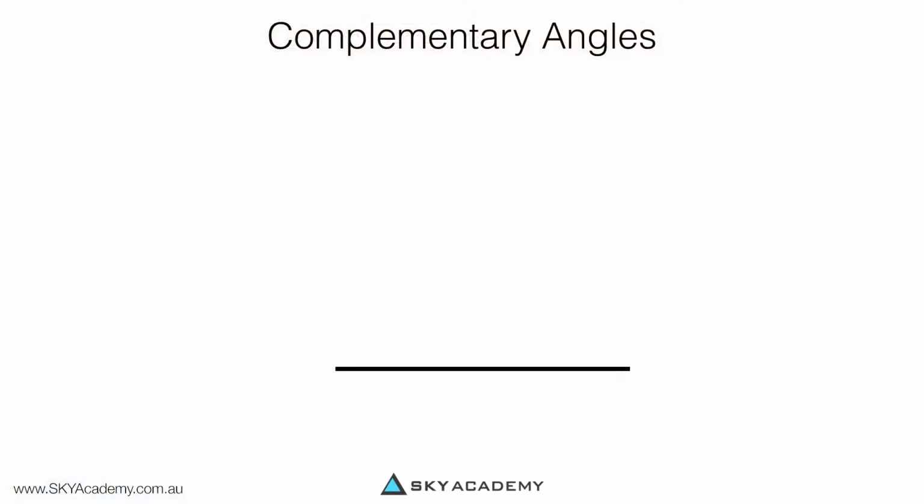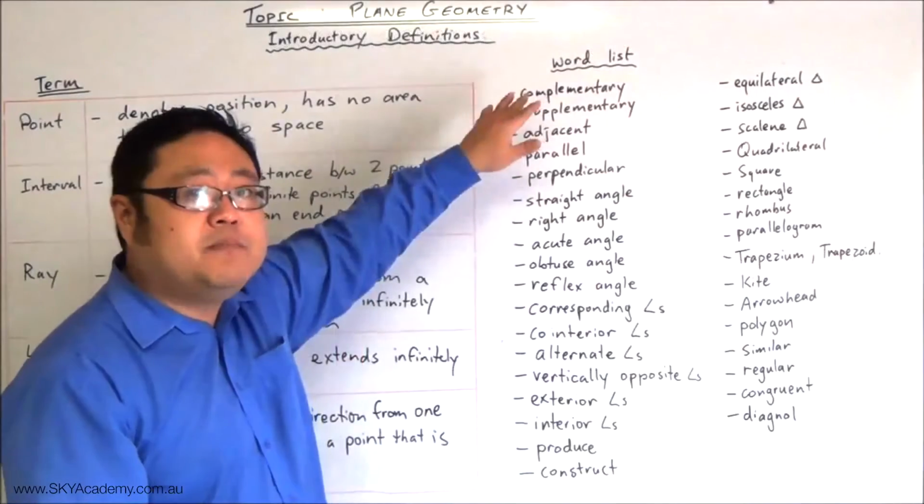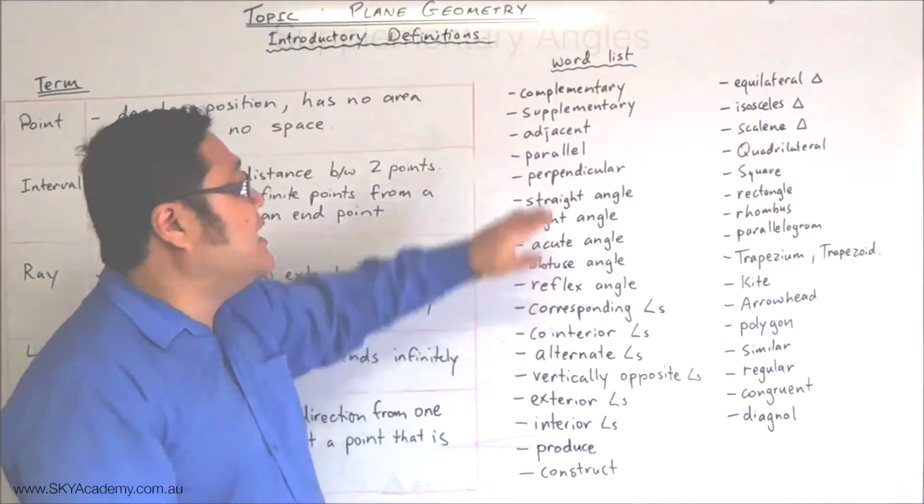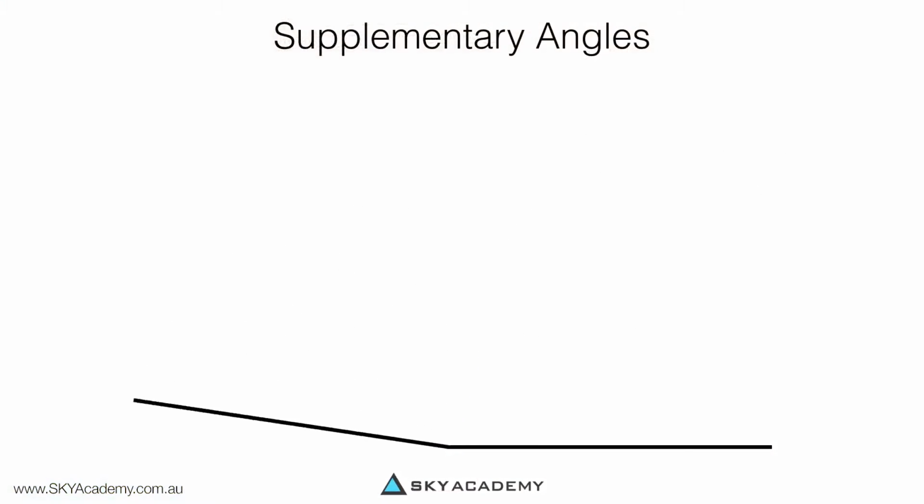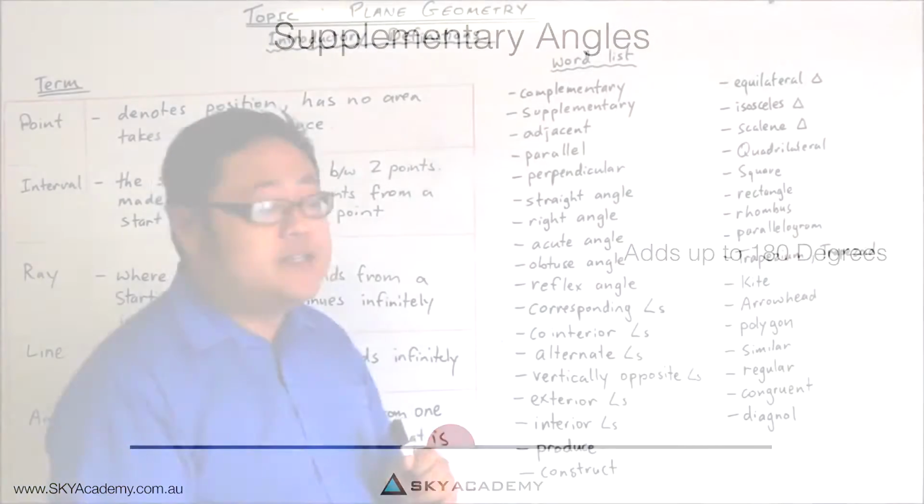Complementary. Complementary angles are where two angles add up to 90 degrees. So they might sit on a right angle, and a right angle that's divided up into two angles. That would be complementary, but it just means that they add up to 90 degrees. Supplementary angles, on the other hand, add up to 180 degrees.